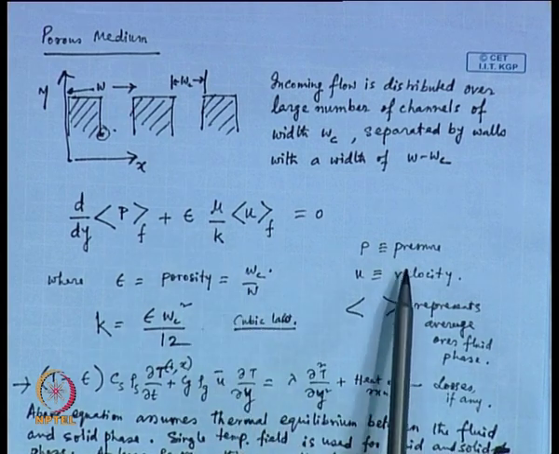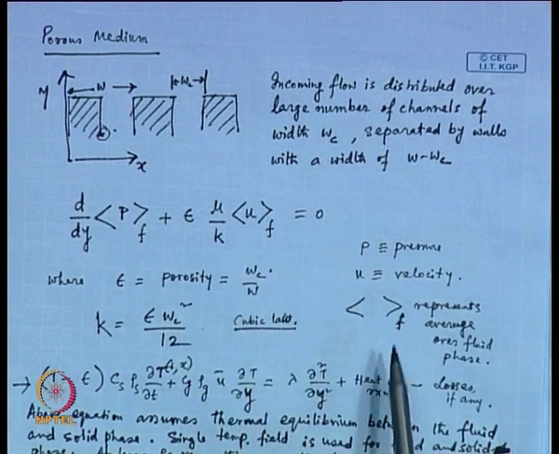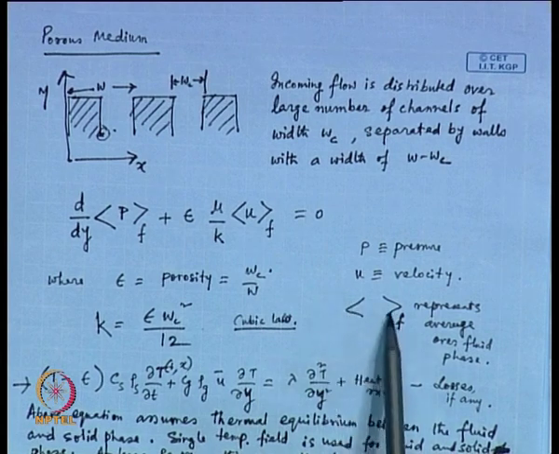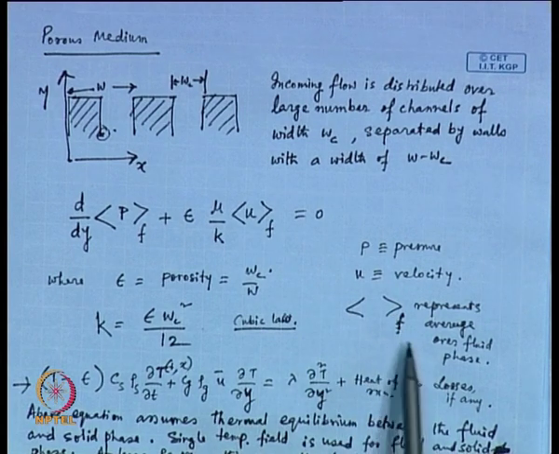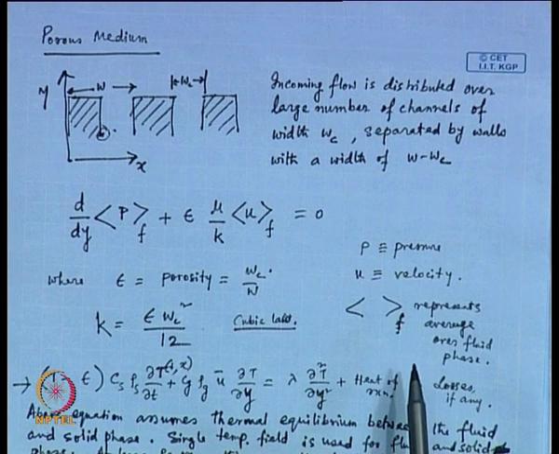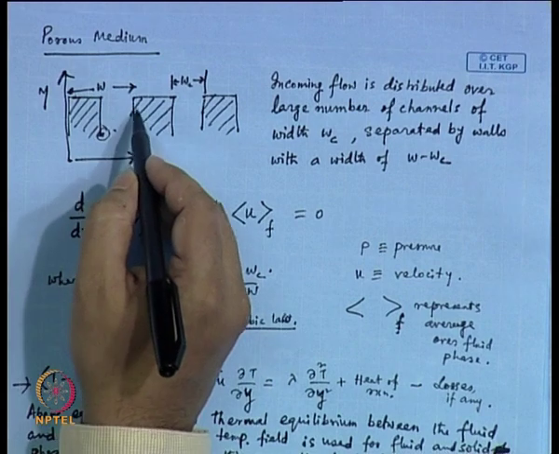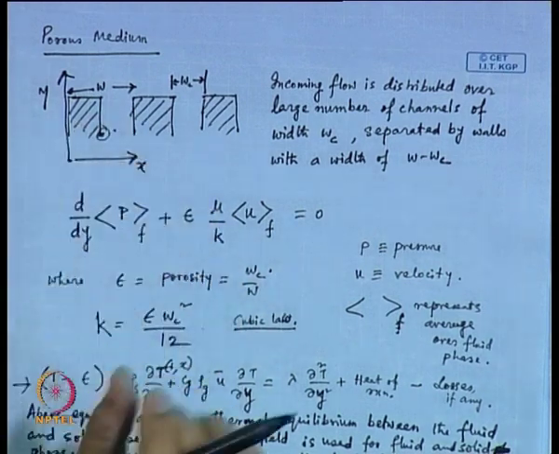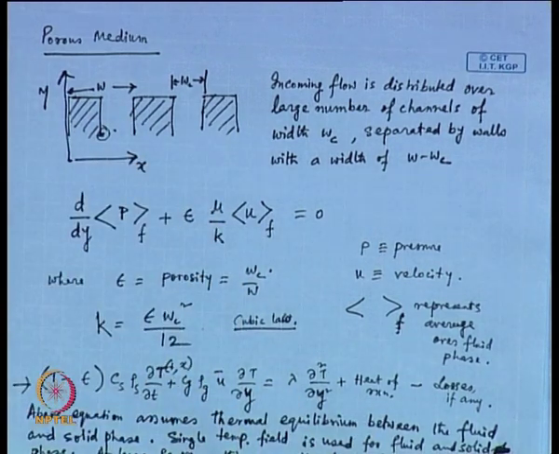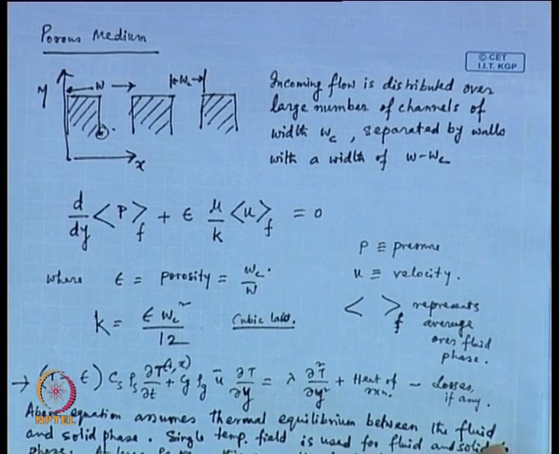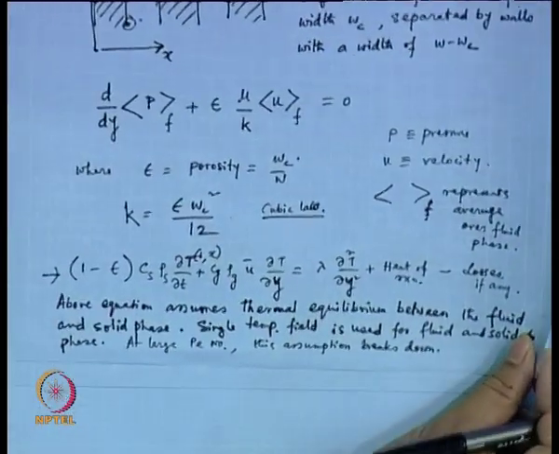In this expression I have mentioned P as pressure and U as velocity, and the quantity within brackets with a subscript F represents the average over the fluid phase. That means we are talking about UF, averaged over the fluid phase. Within a fluid phase, we are not differentiating layer by layer or any profile; we are not adding a velocity profile or anything.